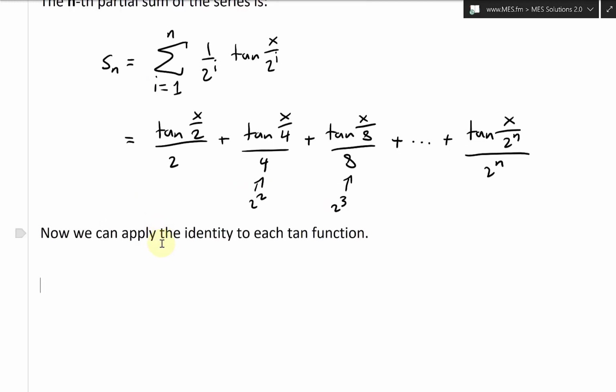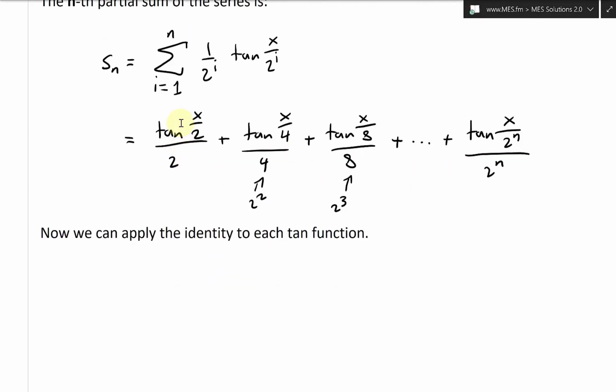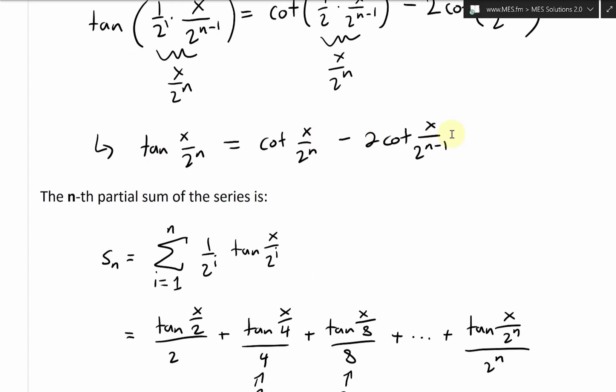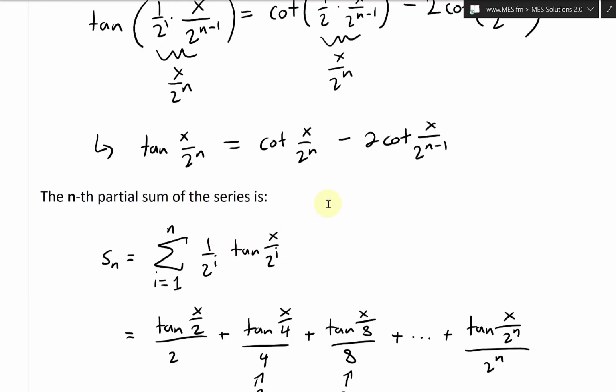Alright, and now what we could do is apply the identity to each of the tan functions over there. So for example, for this one right here, tan x over 2, we're going to replace that with this. So tan x over 2, this is the same thing as x divided by 2 to the power of 1. So this equals cotangent of x over 2, then minus 2 cotangent of x, because you have x over 2, and you don't have that 2 there, so 2 to the power of n minus 1 there.